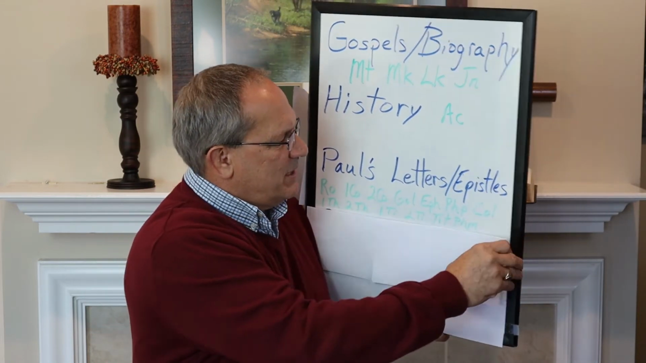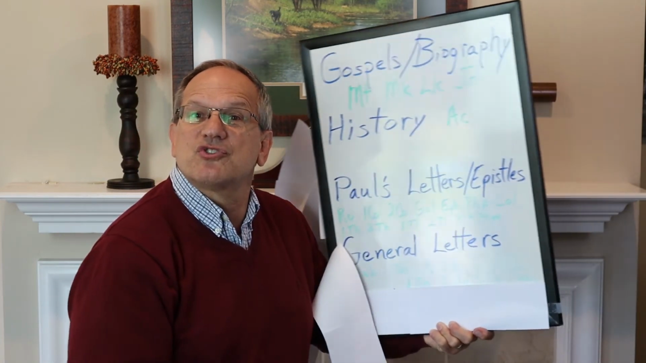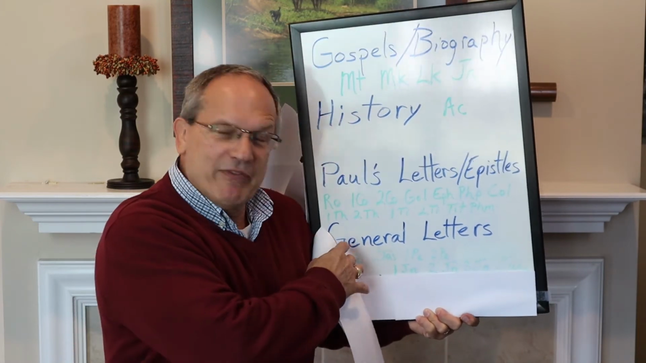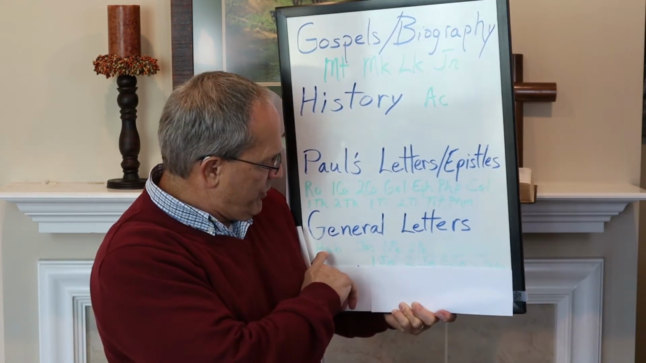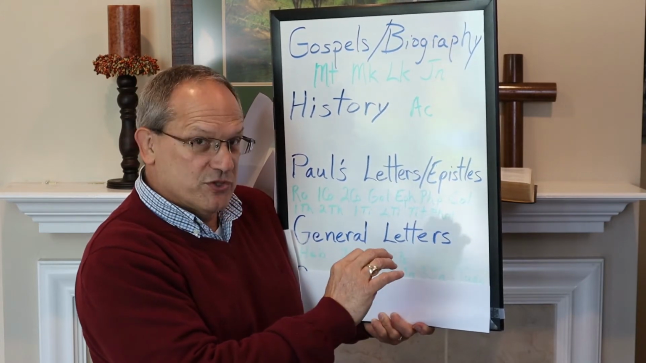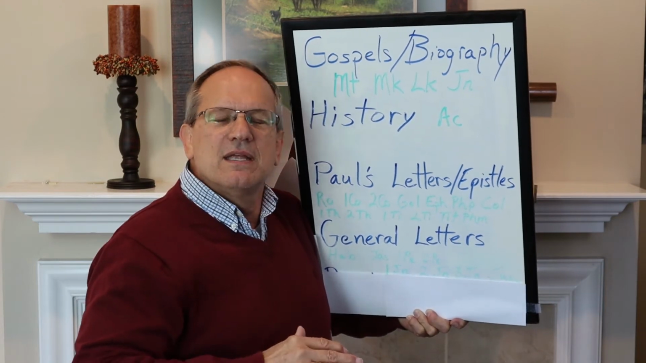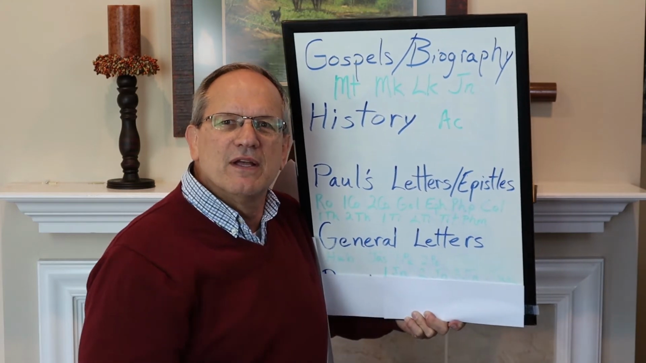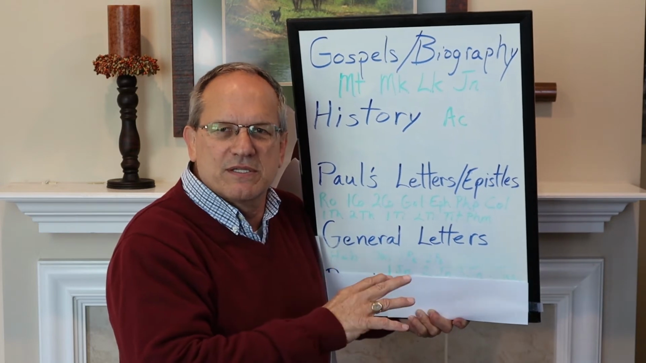The next section, section 4, is what's called the general epistles, or the general letters. These aren't from Paul, and that's just how they get distinguished. We go with those with Hebrews, James, 1st and 2nd Peter, 1st, 2nd, and 3rd John, and Jude. And again, they appear to be ordered by size. Hebrews is the longest one, and then it moves down from there. So the 4th section is the general letters, or the general epistles.